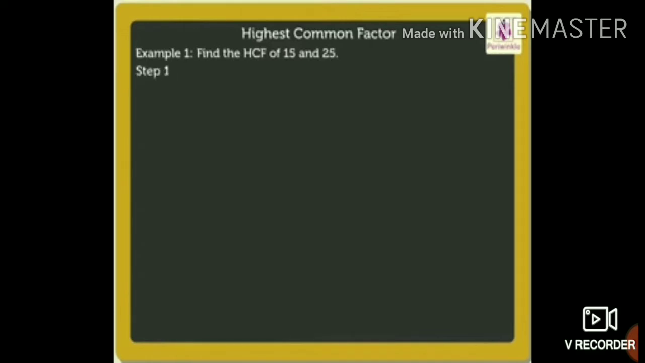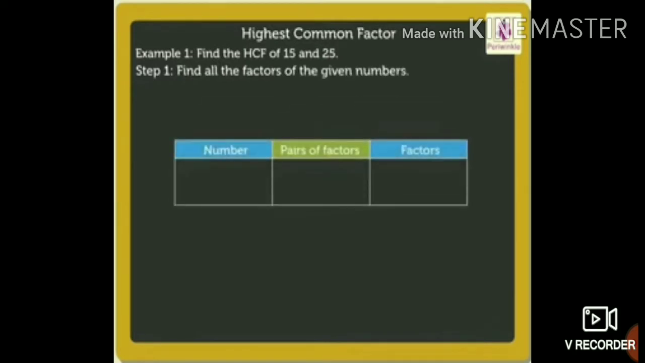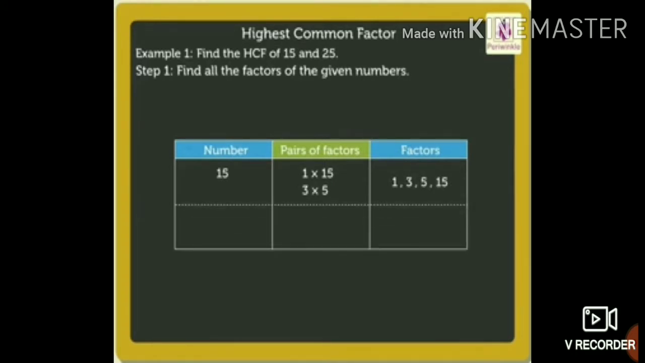You can find the highest common factor of 15 and 25. What do we have to know before? We have to know the factors of 15 and 25. The first one is the factors of 15. 1 into 15 and 3 into 5. So the factors of 15 are 1, 3, 5, 15. These are all factors of 15.